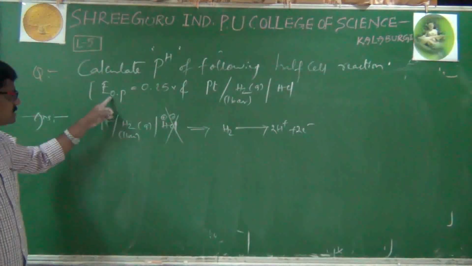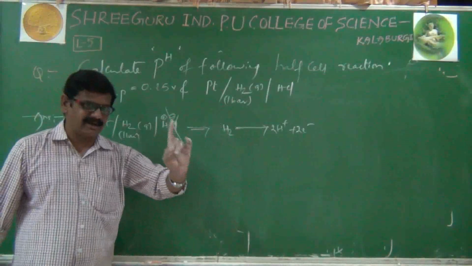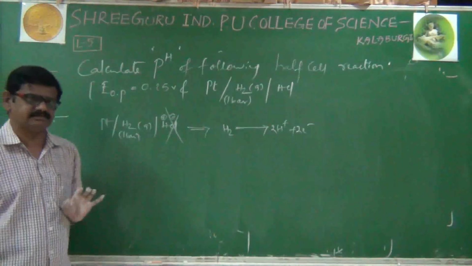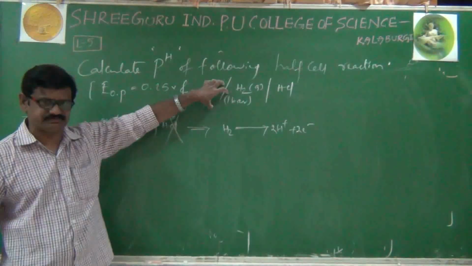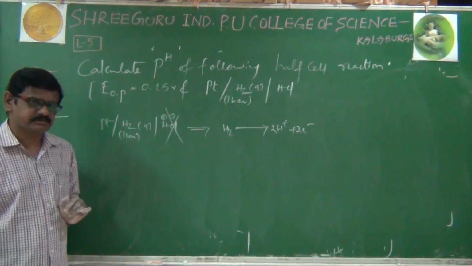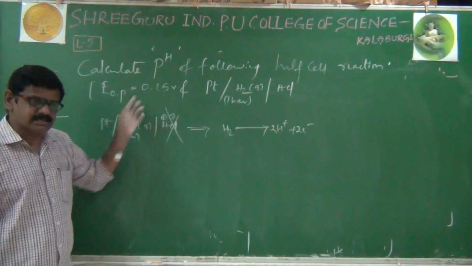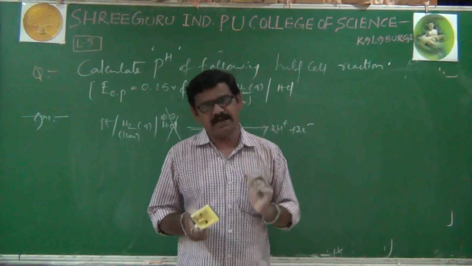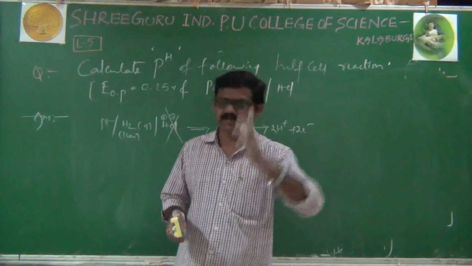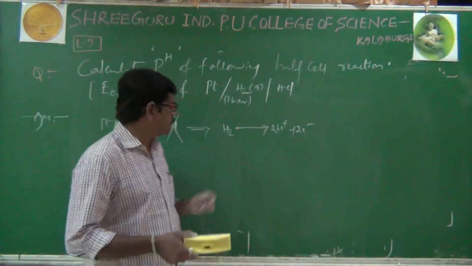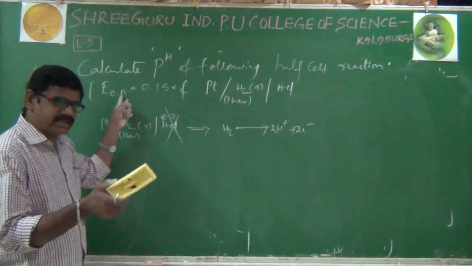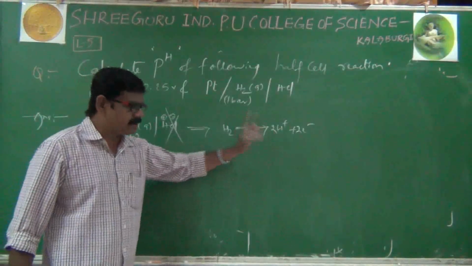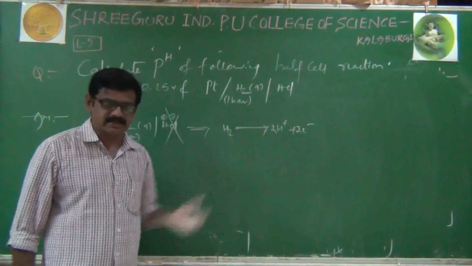Oxidation potential has been given, as well as the oxidation reaction, and it is asking for the pH of this entire electrode. Now what I am doing here: in electrochemistry we consider reduction potential values as well as reduction reactions only. So this oxidation potential I am changing into reduction potential, and the oxidation reaction into a reduction reaction.